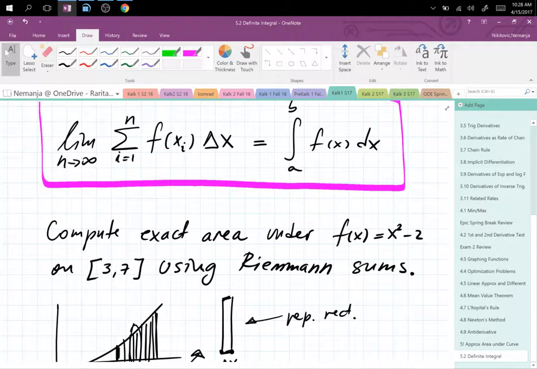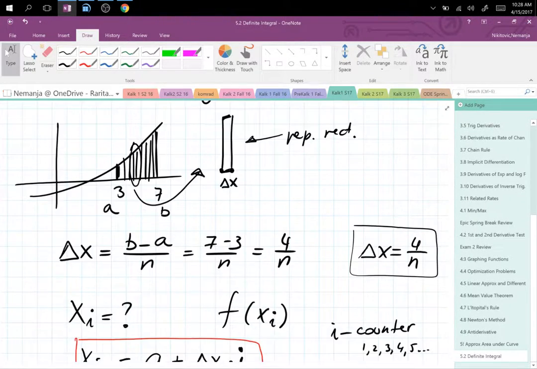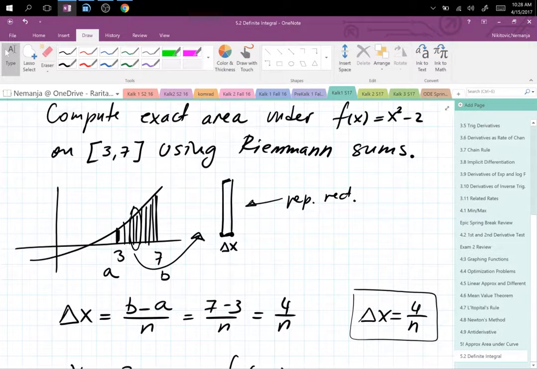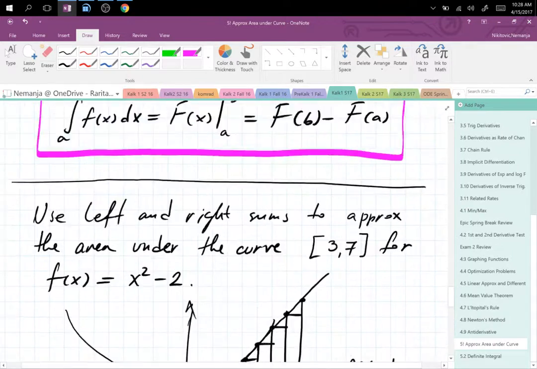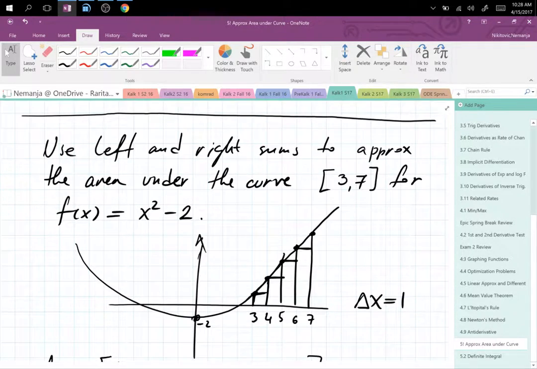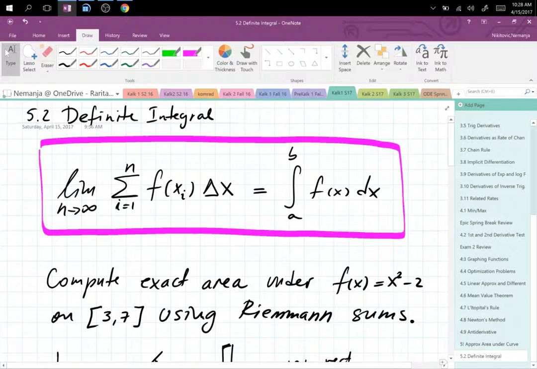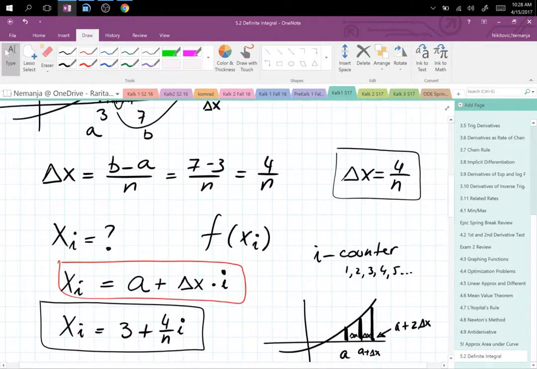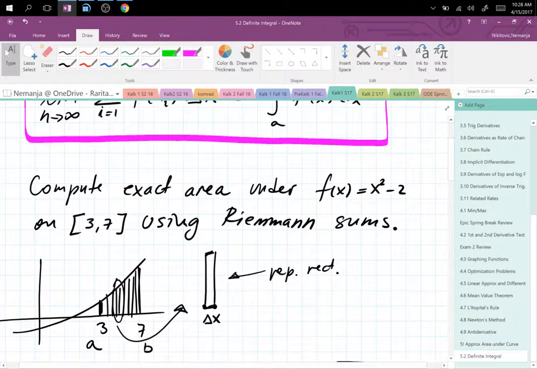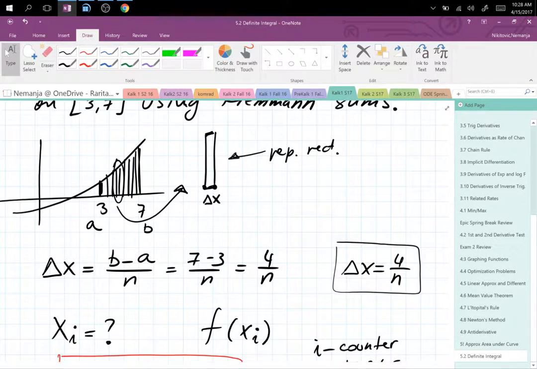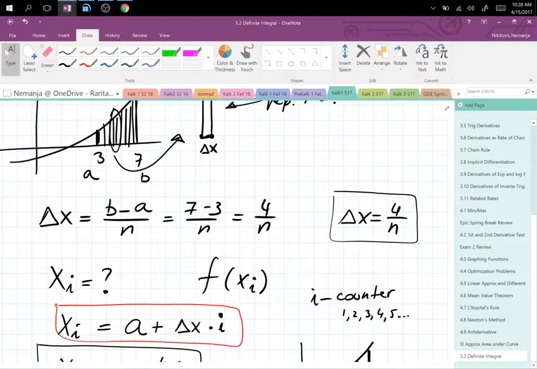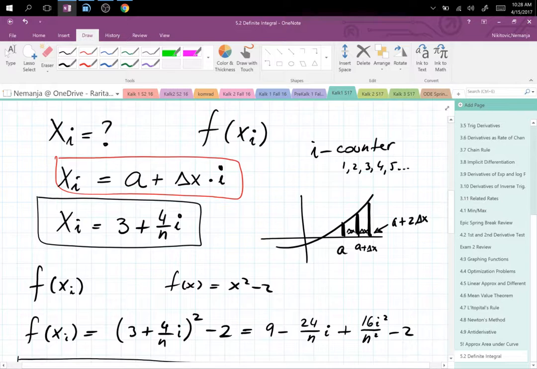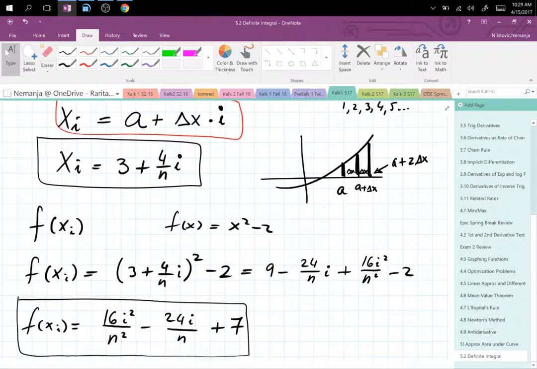So the problem was 3 to 7, right? Yep, 3 to 7, x squared minus 2. And over here we have 3 to 7, x squared minus 2. So now that's 4 over n, and that's 3 plus 4 over n times i, that's all good. All right, so now let's see the FOILing over here.